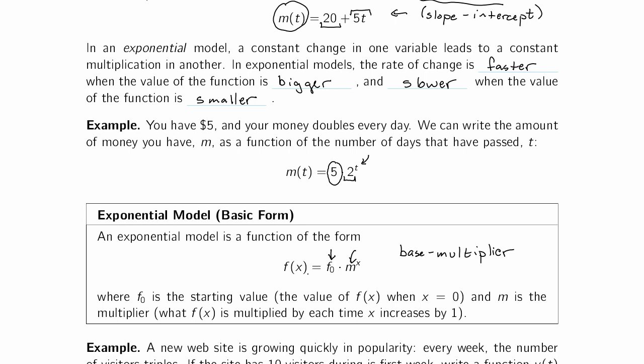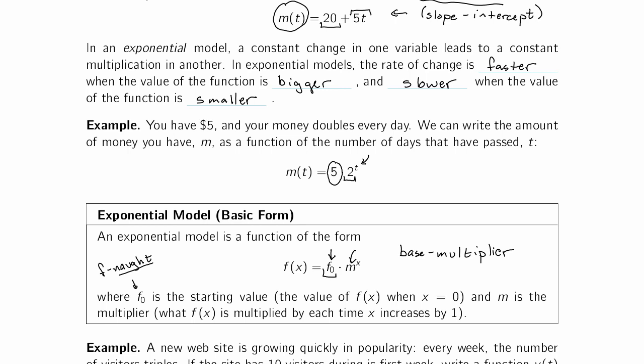So f of x equals, here's this f sub 0, which we might say f naught. Naught is just an old English way of saying 0. F naught is the starting value. It's the value of f of x when x is 0. And then m is the multiplier. It's what f is multiplied by every time x increases by 1.